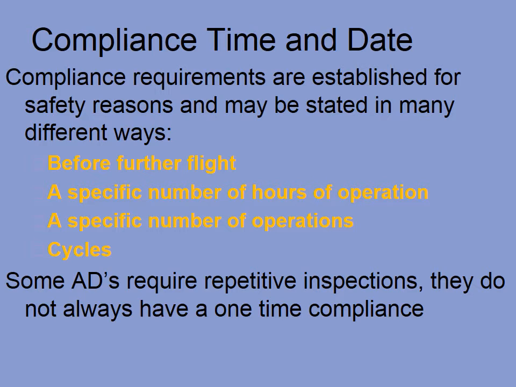Airworthiness directives will always state by when an AD must be complied with. This may be stated in a number of different ways: at each annual inspection, by a specific date, before further flight, a specific number of hours of operation, a specific number of operations or cycles. These are all different examples. Some airworthiness directives require repetitive inspections and do not always have a one-time compliance.